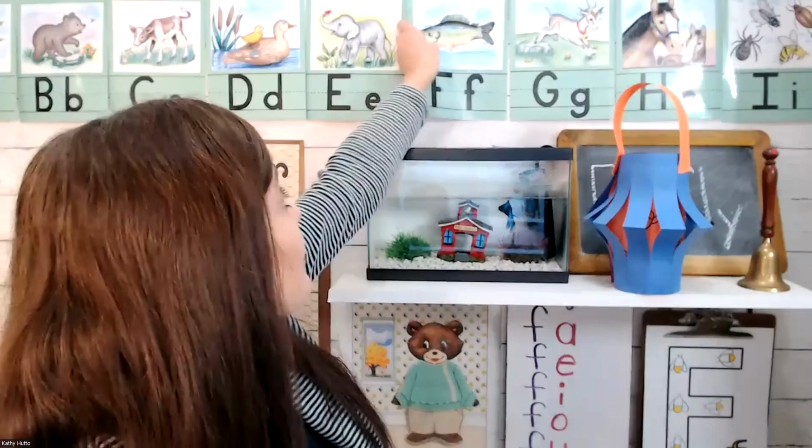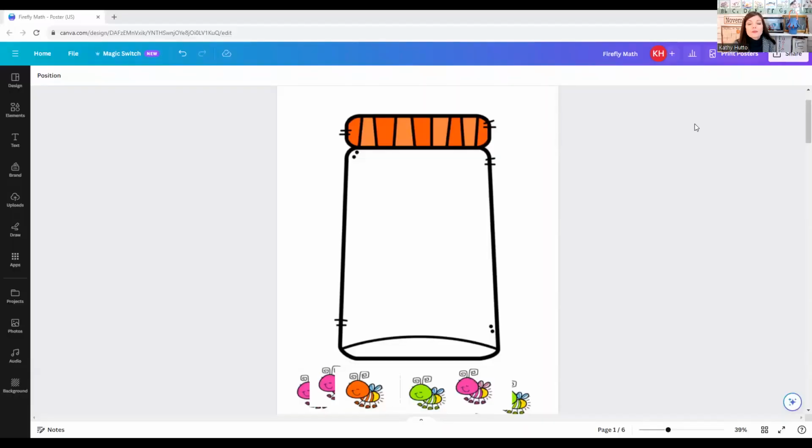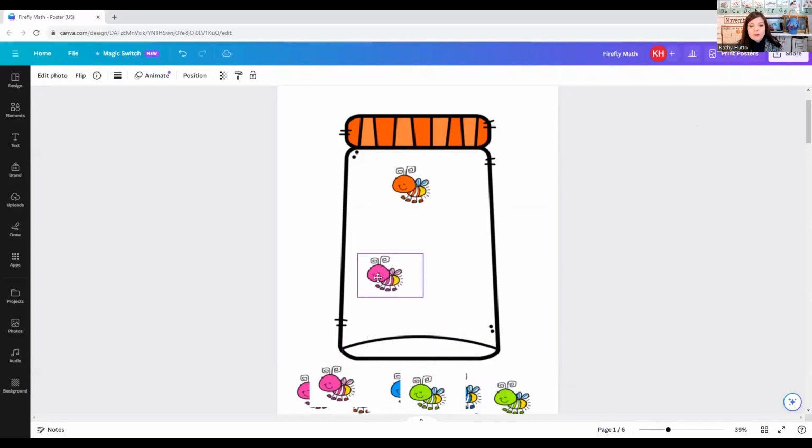And that was our letter time for today. Next, we'll do math. For math today, we're going to be adding some fireflies to our jar. Okay, so let's catch one firefly. And then, oh, I'm going to catch 2 more. How many fireflies are in the jar now?